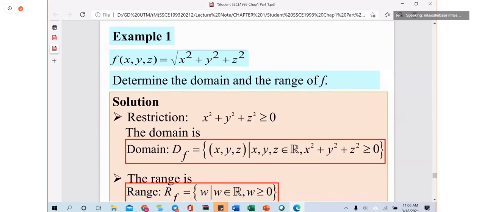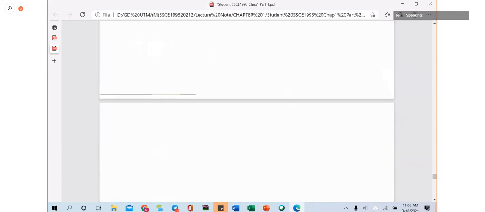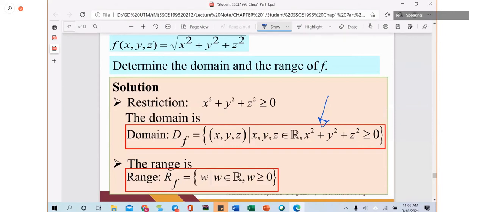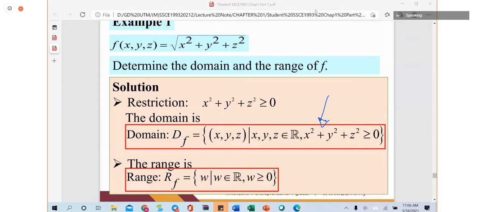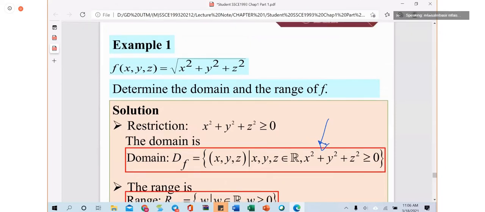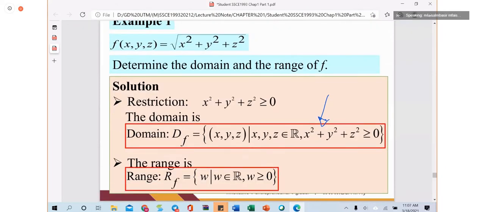Is the domain correct? What do you feel? Is this correct? Can anyone share their opinion? For the function square root of x squared plus y squared plus z squared, is the domain x squared plus y squared plus z squared more than or equal to 0? Yes? No, this is wrong. Why?